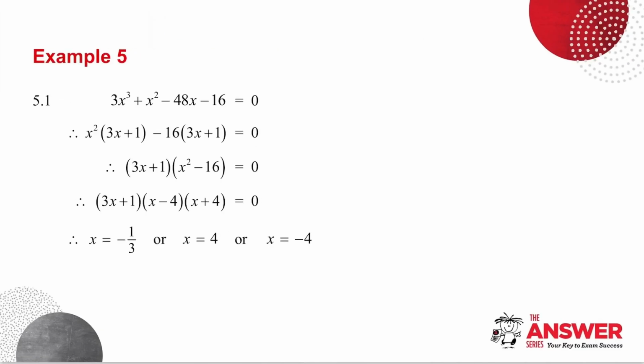In the first example, what I can do is I can group it. So I can take the first 2 terms and take out a common factor of x squared, and I can take the last 2 terms and take out a common factor of minus 16. I then have a common bracket, which I can take out, 3x plus 1, and I'm left with x squared minus 16. That bracket then factorizes into a difference of 2 squares, and each of these 3 brackets will give me a solution. So there's a cubic equation that I can solve using the principles that we learnt within quadratic equations.